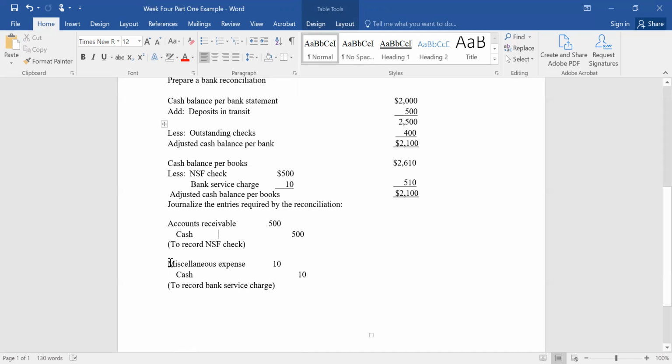And then they're going to also just record the miscellaneous expense transaction for the bank charge. So they're going to debit miscellaneous expense and credit cash for the $10.